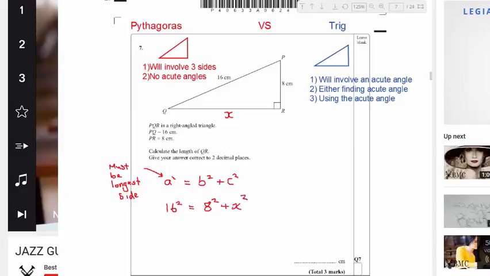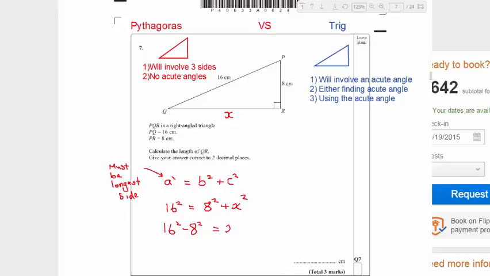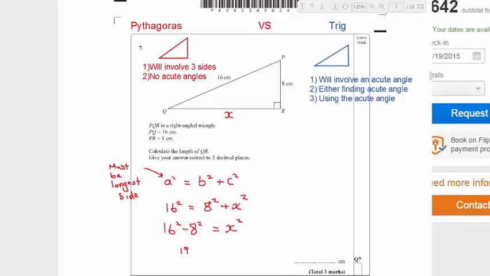Okay, so this needs to be rearranged, so we're going to rearrange this to find x. So we're going to put 16 squared minus 8 squared, minusing 8 squared from both sides. And then we can work that out. That's actually going to come to 192 is equal to x squared. Now, to take away the square, we're going to have to square root both sides. So that x is equal to the square root of 192. X is equal to 13.8564064. Now, they want it to two decimal places. So when we round that to two decimal places, we get 13.86.